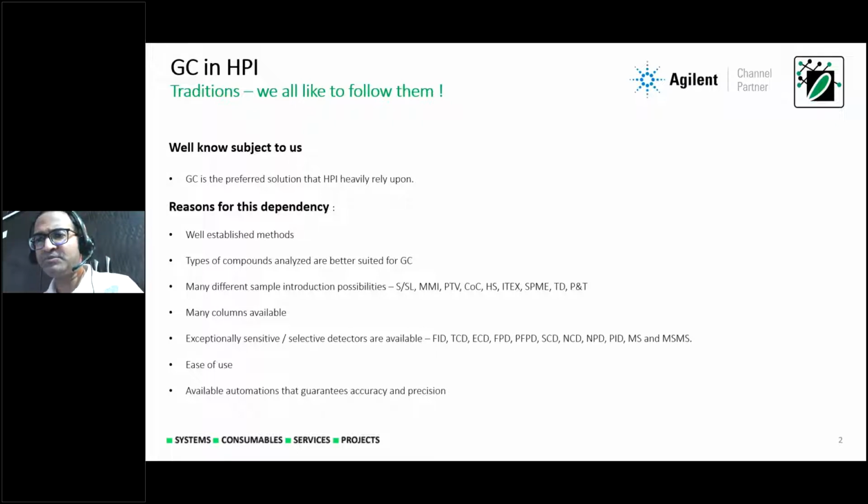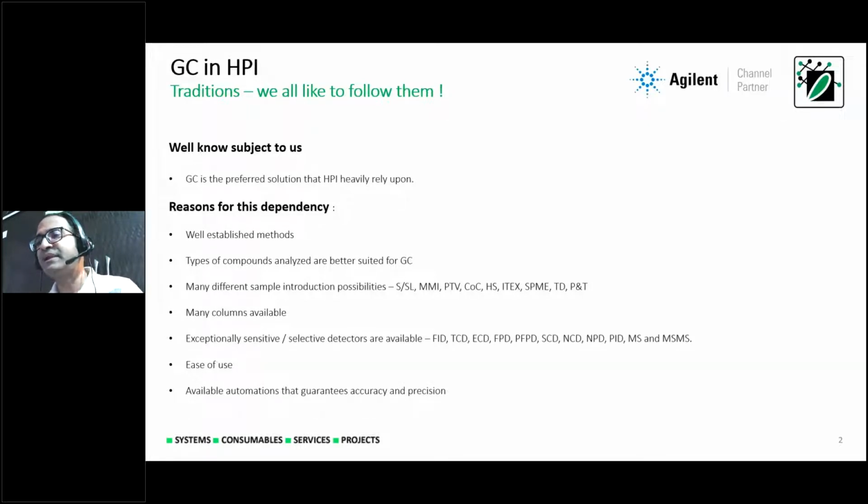Many different columns, capillary columns, as well as the packed columns are available. Now the packed columns are getting replaced more and more with either the capillary column or micro packed column, and therefore we actually have many different options for the columns. The detectors that are available are actually either very sensitive or they are selective, or they are actually both. They are very sensitive and they are selective at the same time.